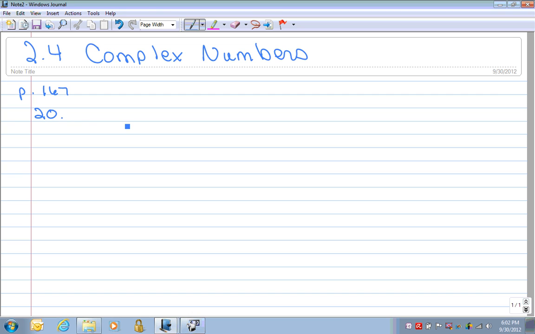First problem is 3 plus 2i, and we're subtracting from that 6 plus 13i. One of the things I want to remind you is that the form for complex numbers is a plus bi, and that is the official form. So a would be your constant or your non-imaginary number, and then bi would be the imaginary part, b would be the coefficient in front of the imaginary value.